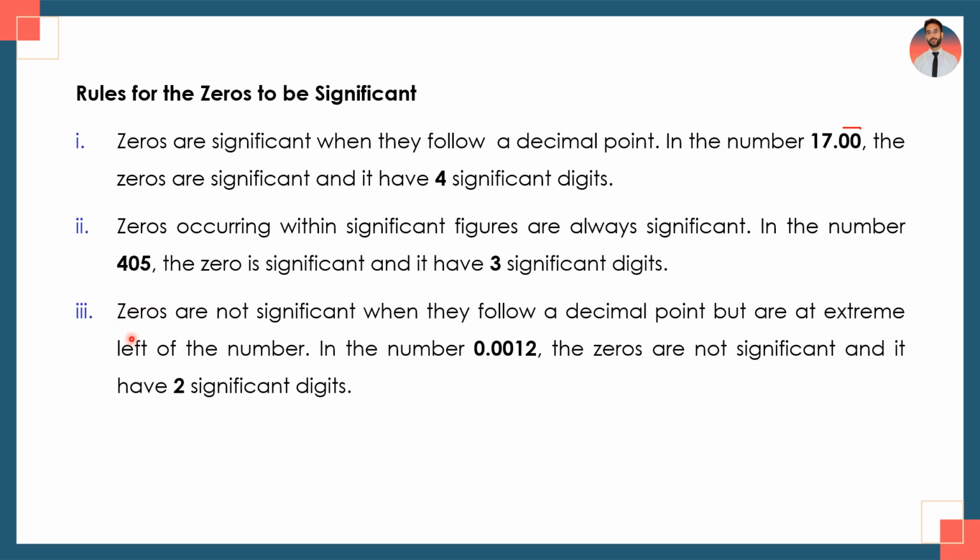In the third rule, zeros are not significant when they follow a decimal point but are at the extreme left of the number. In the number 0.0012, the zeros are not significant and it has only two significant digits. So any zeros that locate the decimal point but lie at the left of the number are not significant. In the number 0.0012, the zeros are not significant and only the two numbers 1 and 2 are significant digits.